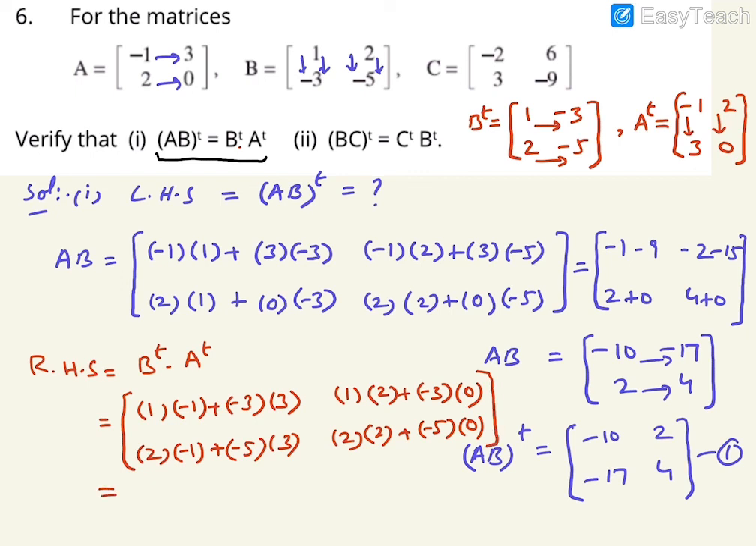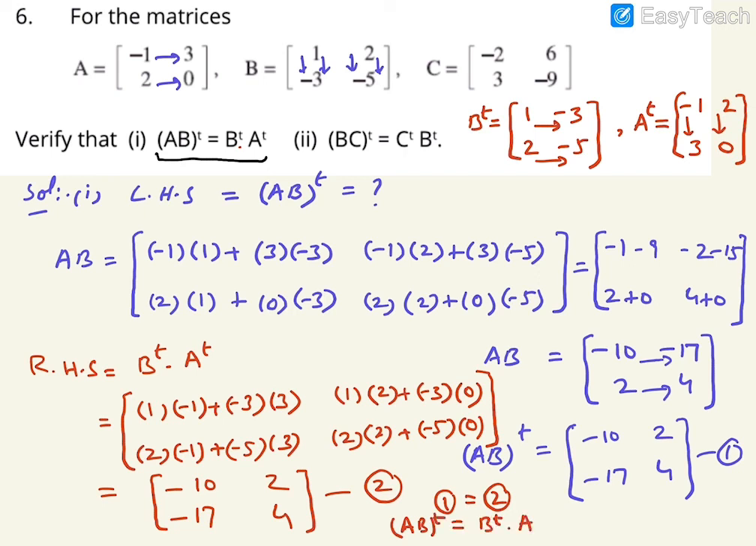So we will get minus 1 and minus 9 will be minus 10. 2 times 1 is 2 plus 0 will be 2. Minus 2 and minus 15 is minus 17. 2 times 2 is 4 plus 0 will be 4. You can see this is same as 1. So we have verified this one. 1 is equal to 2. We can say (AB) whole transpose is equal to B transpose into A transpose. So verified.